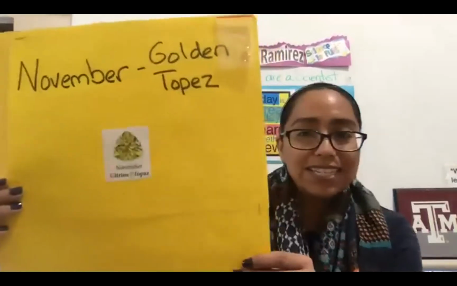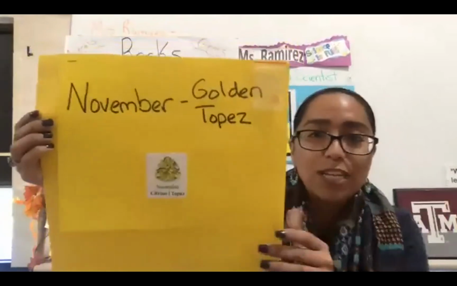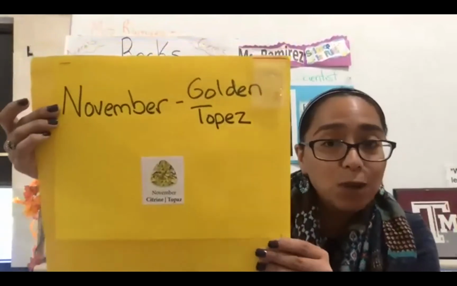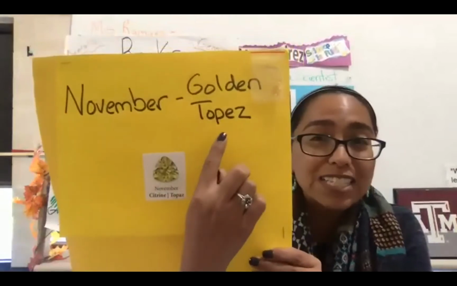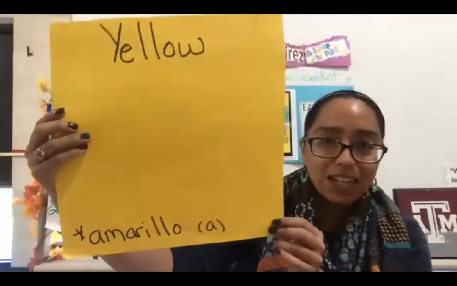So what color is this? If you were born in the month of November, go ahead and raise your hand. If you were born in November, your birthstone color is golden topaz, and it looks like this beautiful gem right here. So again, this color is yellow. Let's take a look at our next color.